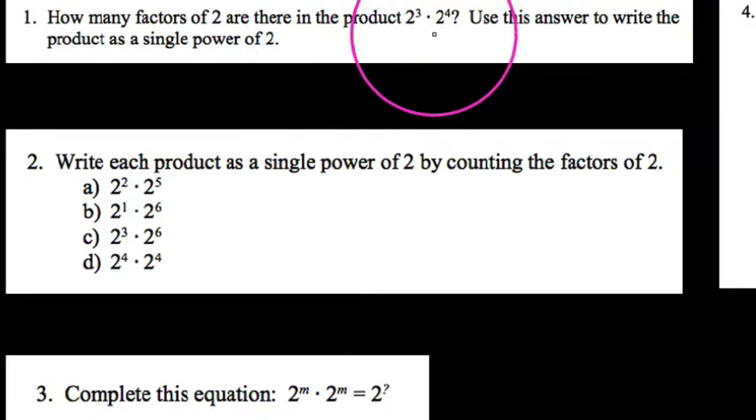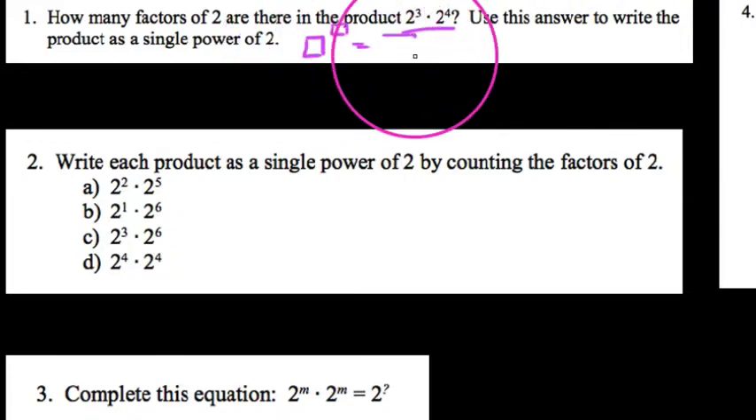Now this is an interesting question. Once we find the answer to this, we're going to use that answer to write that product right here as a single power of 2. 2 to the something represents this thing here. So let's go ahead and start with exponential notation. When we refer to exponential notation, we're saying something is being taken to the power of something else and is turned into some answer here.